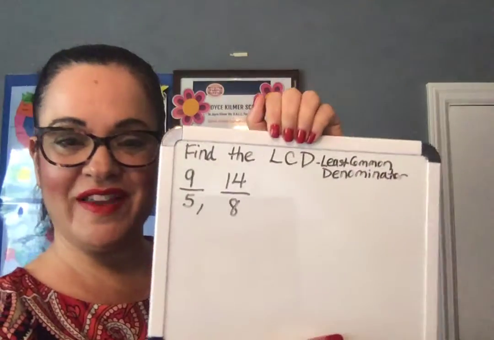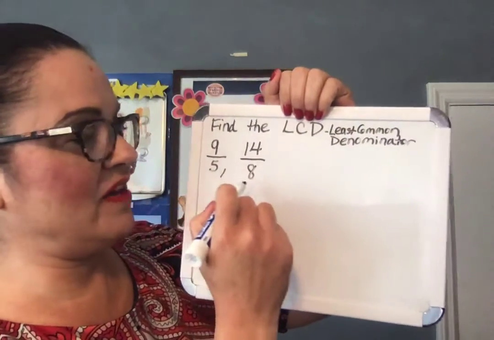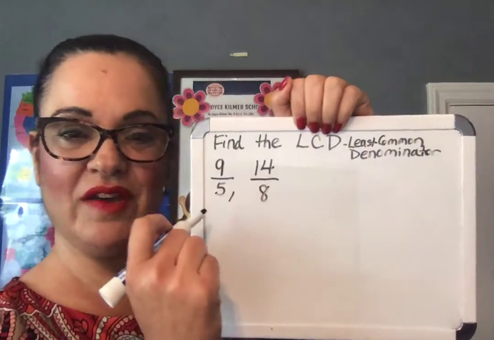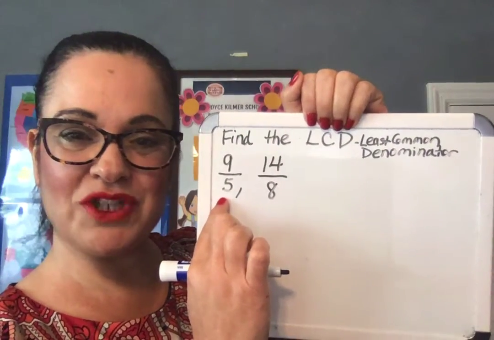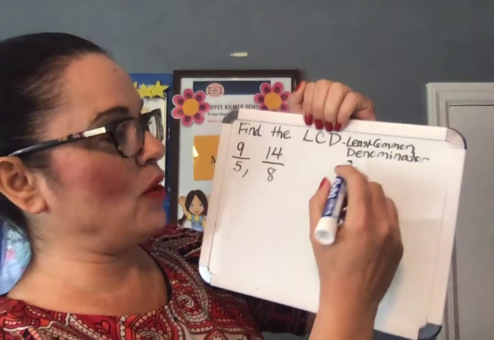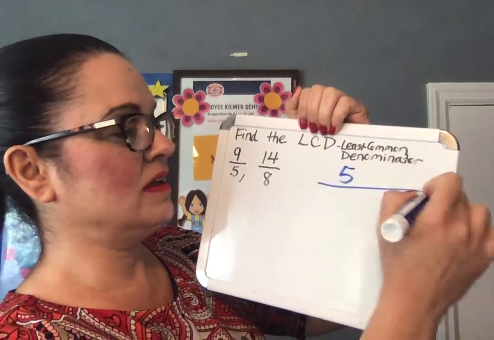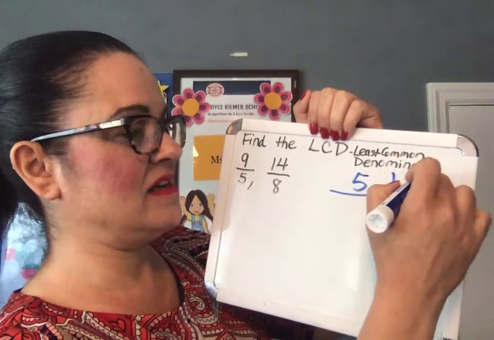Now let's try to find the LCD of 5 and 8. So we have 9/5 and 14/8. I look at my denominators, which are 5 and 8, and I'm going to go ahead and set up my table of 5 and 8.